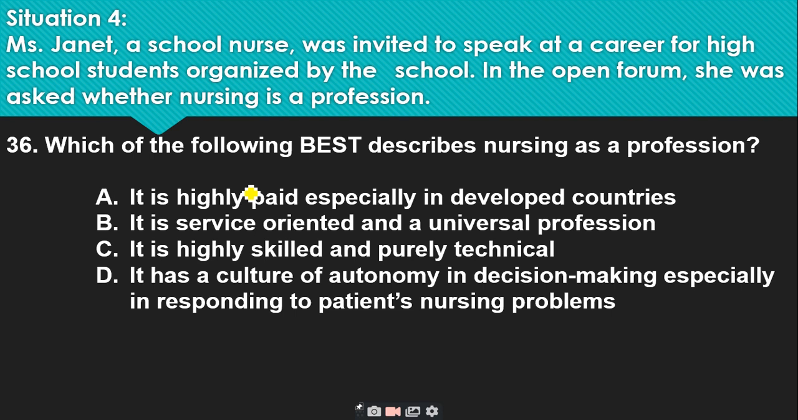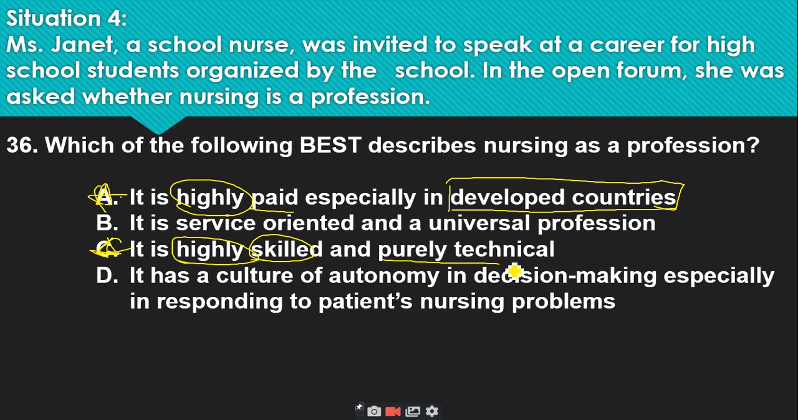Of course, eliminate two choices for the first reading. Eliminate letter A and also with letter C. Take note of the word highly. If wrong po siya sa isa, wrong din po siya sa pangalawa. And take note, high-paying job in developed countries might actually be true, but that is not the focus of nursing as a profession. And also, it is a skilled profession, but it's not purely technical, because of course we can do things to our patient via our therapeutic communication only.